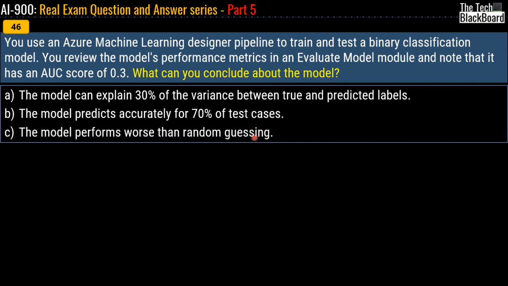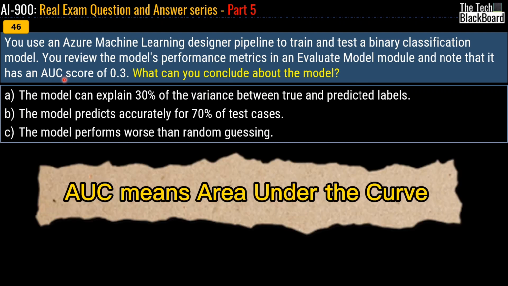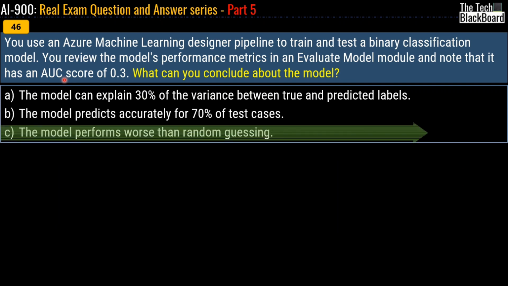Now, before I tell you the correct answer, let me give you a one-liner on what AUC is. AUC stands for area under the curve. This graph represents the probability that a random positive example is positioned to the right of a random negative example. The correct answer for this question is option C, the model performs worse than random guessing.